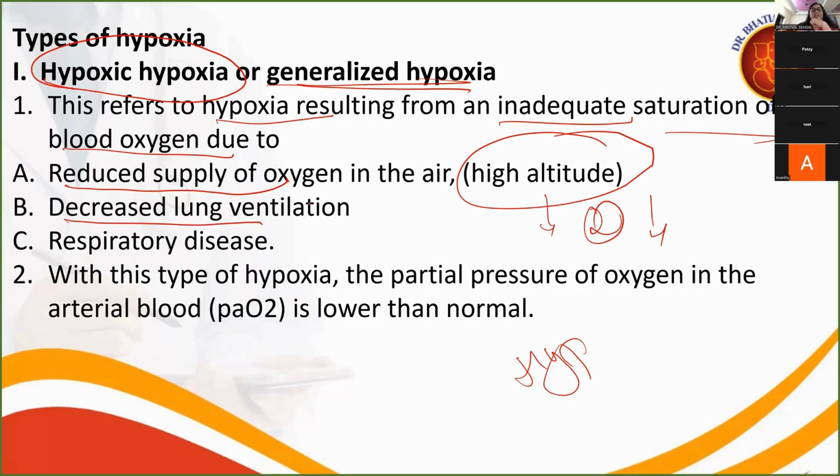Then there is decreased lung ventilation. There is again hypoxemic hypoxia, or there are respiratory diseases when the lungs are not able to breathe in. So with this type of hypoxia, the partial pressure of oxygen in the arterial blood is low, and that is causing hypoxemia, and this hypoxemia is causing hypoxia. This is known as hypoxic hypoxia.